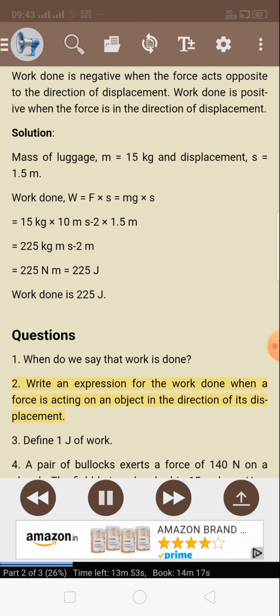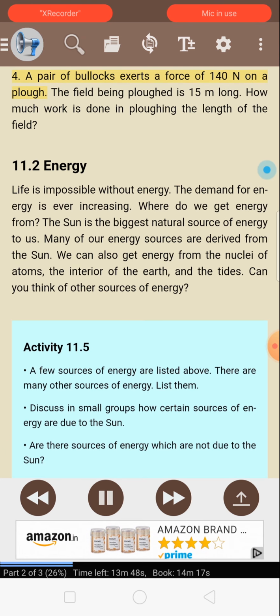2. Write an expression for the work done when a force is acting on an object in the direction of its displacement. 3. Define 1 J of work. 4. A pair of bullocks exerts a force of 140 N on a plow. The field being plowed is 15 meters long. How much work is done in plowing the length of the field?